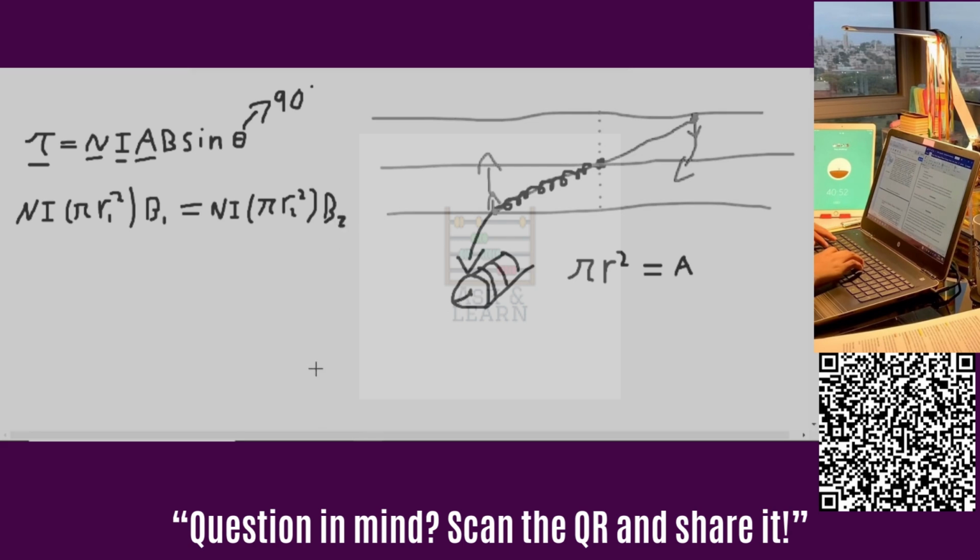So now we can cancel all this stuff out. That's the same on both sides. Number of coils and the current is the same. Each side has a pi. So what we're left with now is R1 squared times B1 is equal to R2 squared times B2.